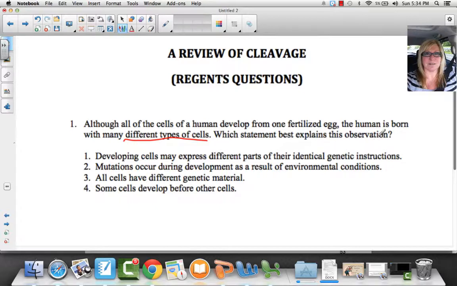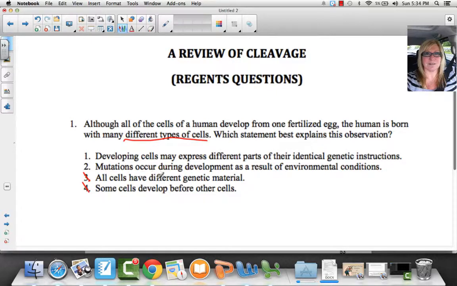1. Developing cells may express different parts of their identical genetic instructions. 2. Mutations occur during development as a result of environmental conditions. 3. All cells have different genetic material, for some cells develop before other cells. Well, we know that all the genetic material is the same, so it's not that one. We don't know if all cells develop at the same time or not. We haven't talked about that.